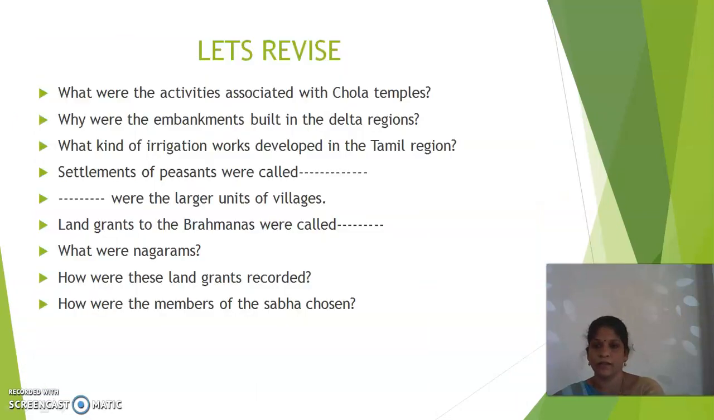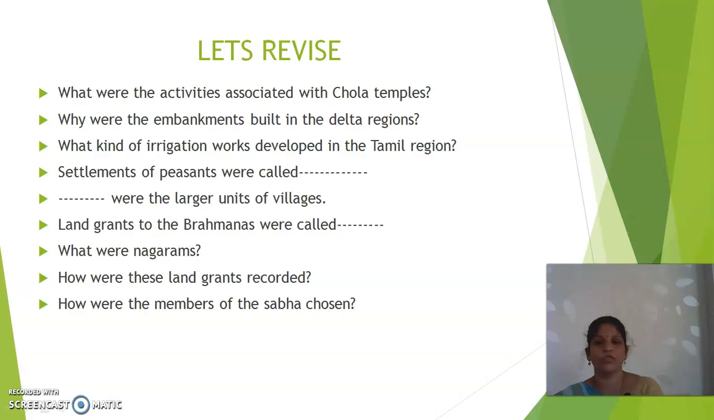Children, let's revise. What were the activities associated with the Chola temples? We already know the social, economic and cultural life, because garland makers, priests, cooks and dancers lived near the temples. Why were embankments built in the delta regions? To check the course of water, that is, to avoid floods, store the water and provide water through channels to the far areas also. For that purpose, in those times, they built the embankments.